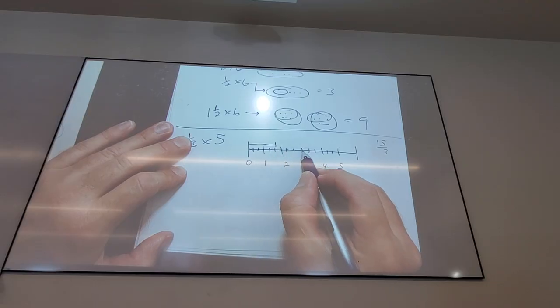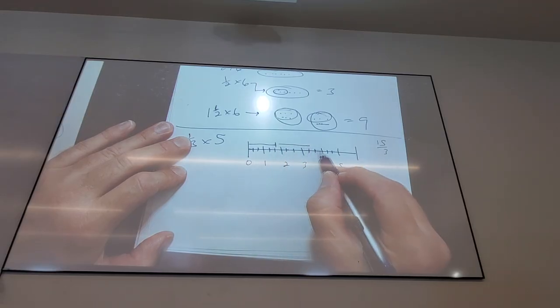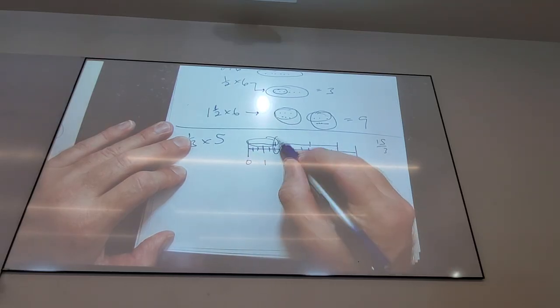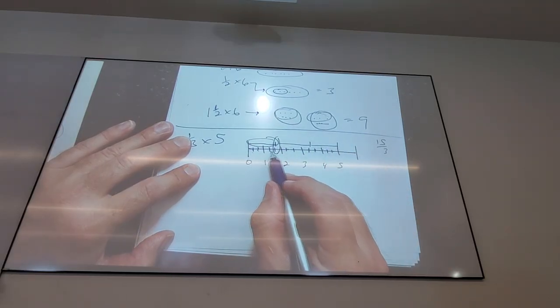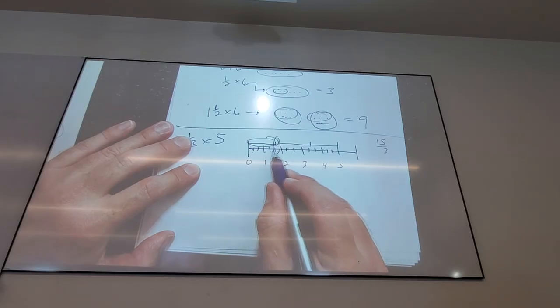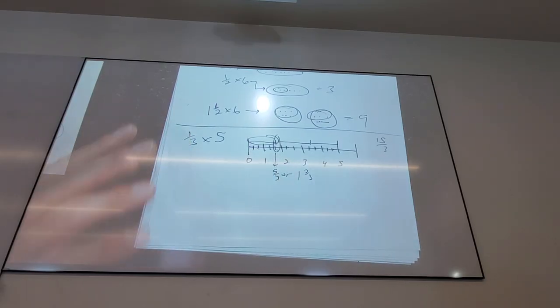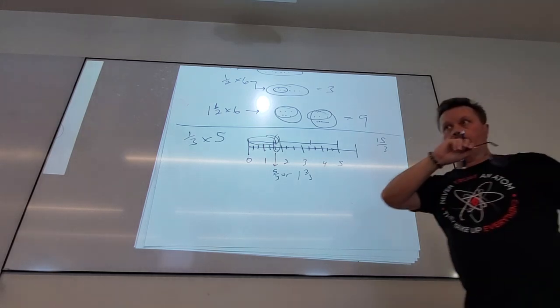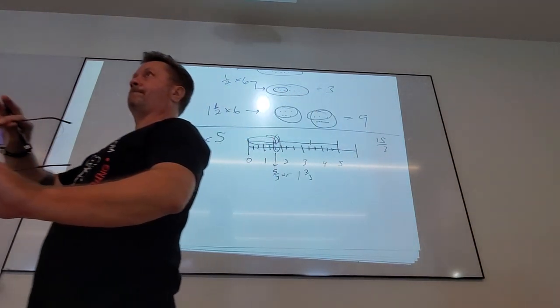So then 1, 2, 3, 4, 5. And I want one of them. So the answer would be 5 of these steps: 5/3, or 1 and 2/3. Okay, maybe let me stop.